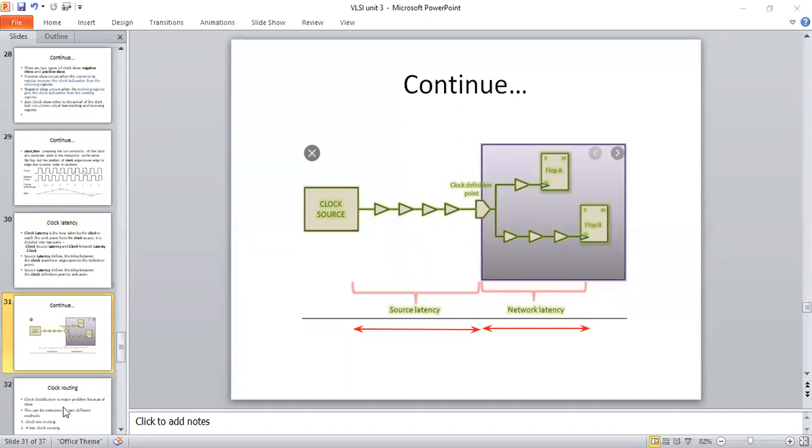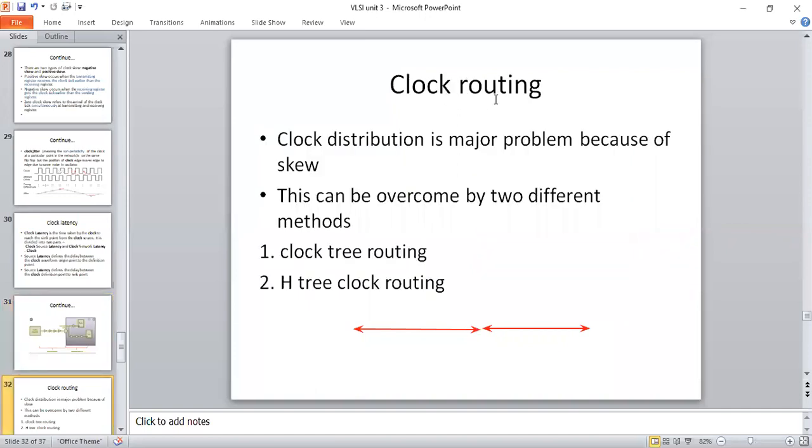Now you can see the next slide here. Clock routing. So we can use clock routing to reduce the skew or delays. In clock routing, mainly we have two methods. Those are called clock tree routing and H tree routing. In clock tree routing, we are using the buffers in the tree model.